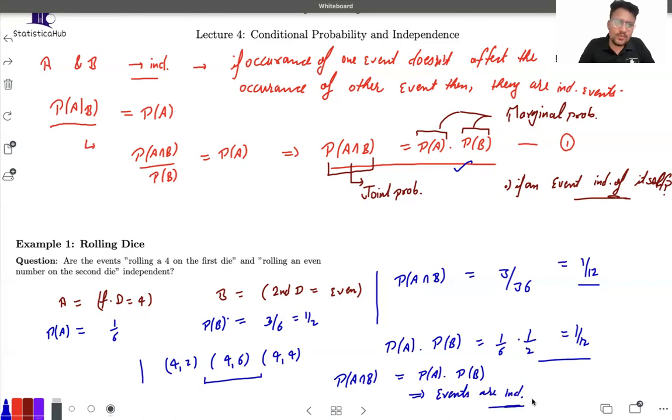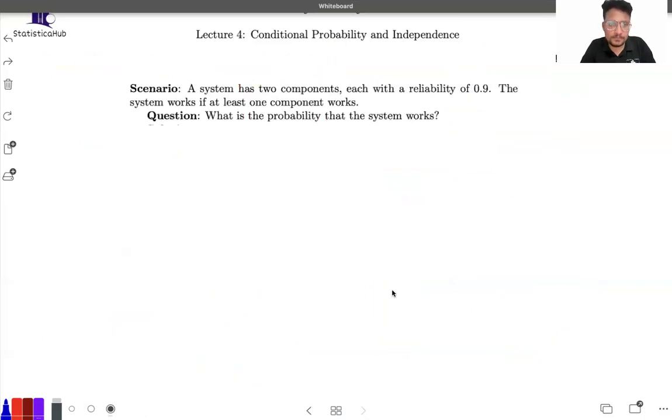Okay, so that's how we can apply the independence condition rule. I hope this concept was easy and you're able to understand how we approached this particular concept. Okay, moving ahead. There is one more problem, and this will be the last problem in this particular lecture.